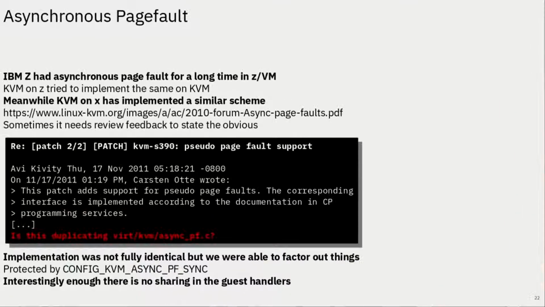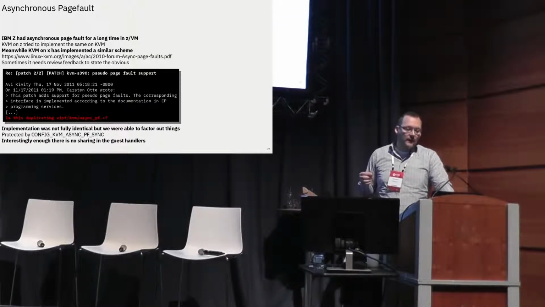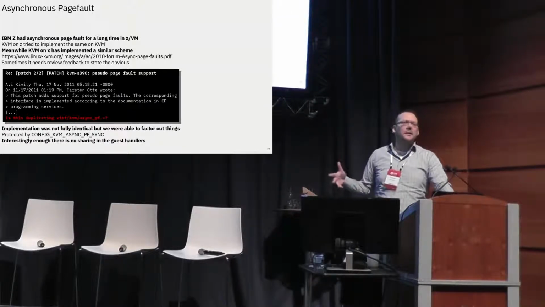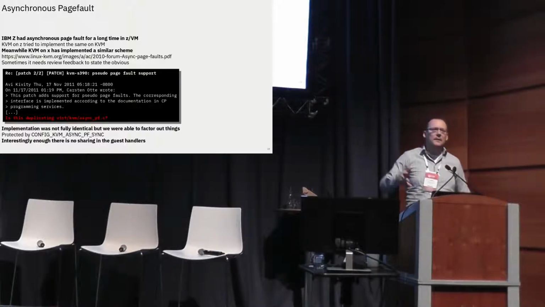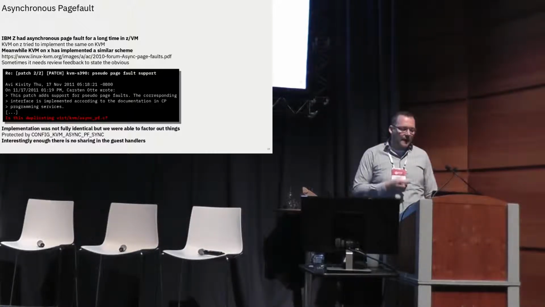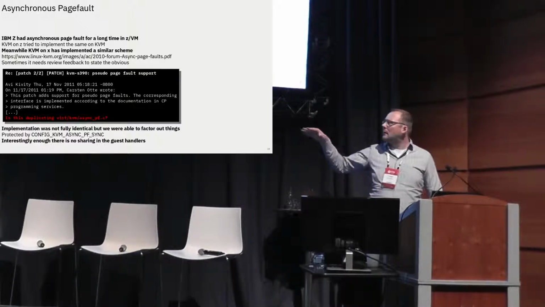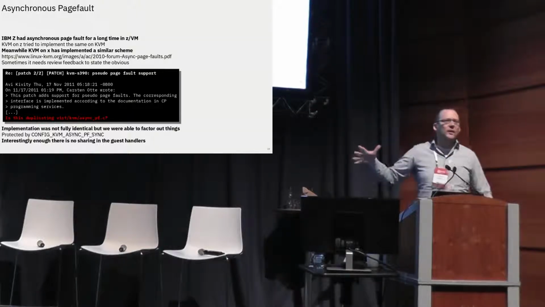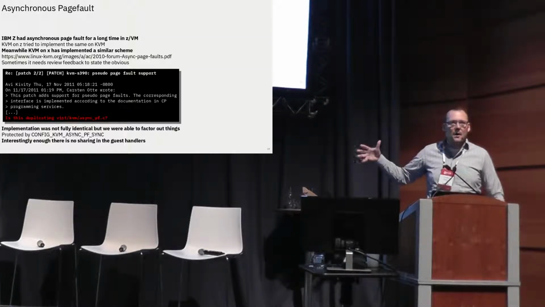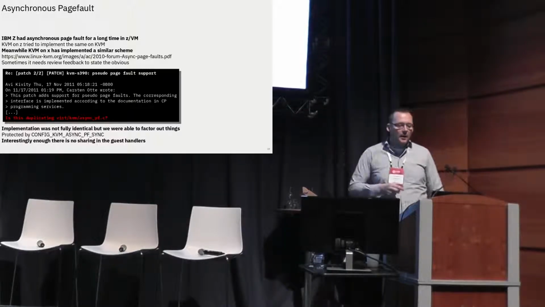Another thing, asynchronous page faults. This is something that IBM had for quite a long time with CMS, and we tried to implement the same interface with KVM. But meanwhile, x86 had implemented a similar scheme called async PF. And when we sent out the patch of our interface, Avi asked the only right question: is this duplicating code? And yes, it did. And by doing some small refactoring, we were able to reuse the other code.